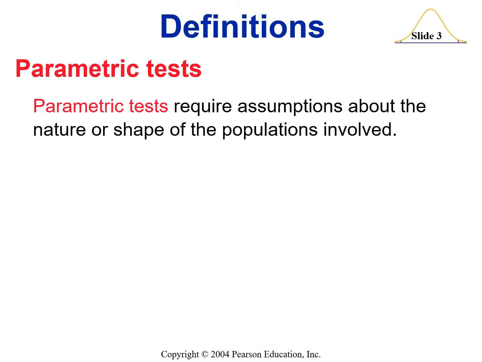Let us start with the definitions. Number one, what we mean by a parametric test. Parametric tests are tests that require assumptions about the nature or shape of the population involved. Again, in parametric tests, we require assumptions about the nature or shape of the populations involved.